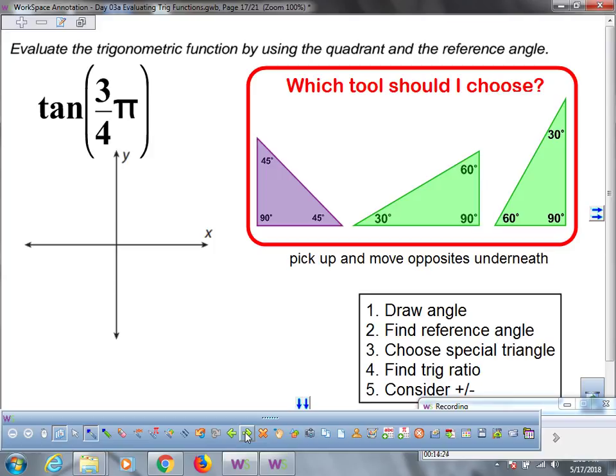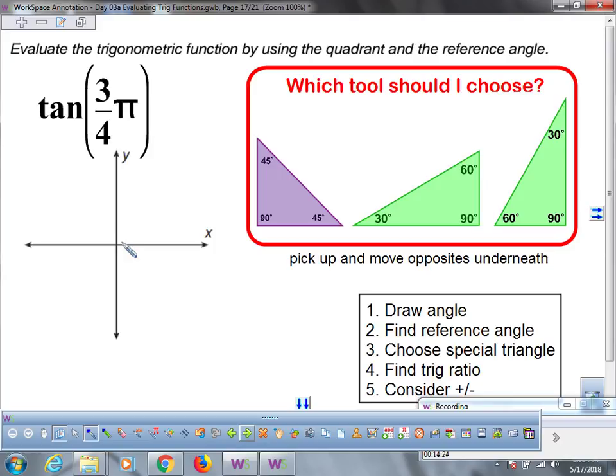Pi over 4 or 45. You should be saying that's a 45-degree angle. Somewhere on this, it's a 45-degree angle, right? Okay, so 3/4 of a pi is less than a whole pi, so it has to be in either the first or second quadrant. So it's in the second quadrant, right?